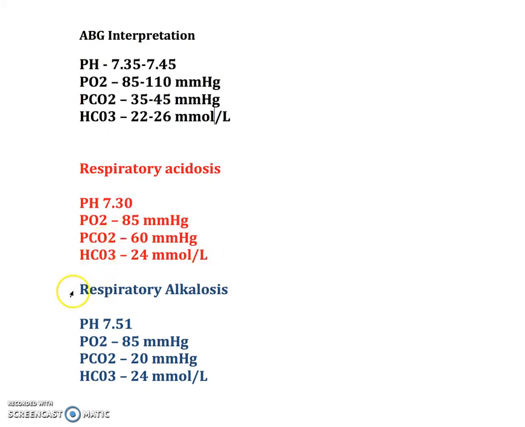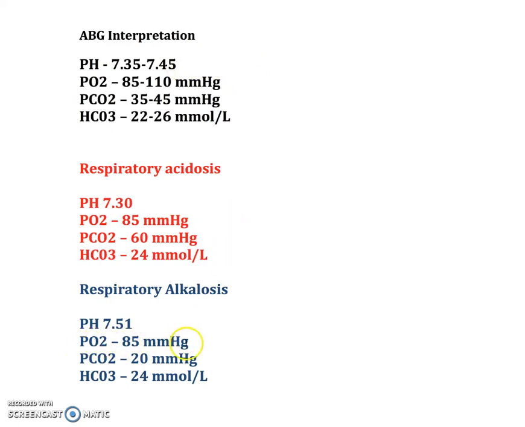Now moving on to respiratory alkalosis. First of all, let's take a look at the pH. That's 7.51, so that is above the normal range, above the high end of 7.45. So we know immediately that we are dealing with an alkalosis.